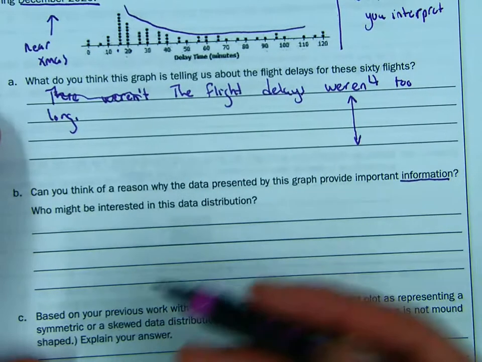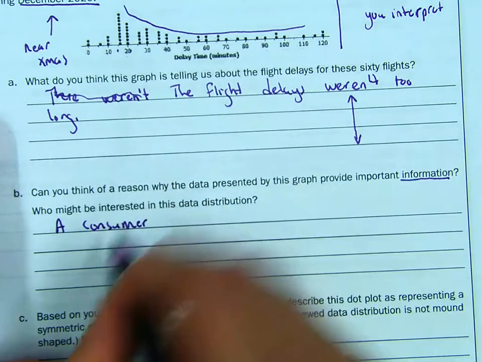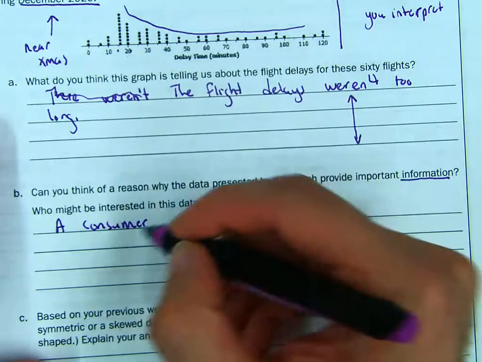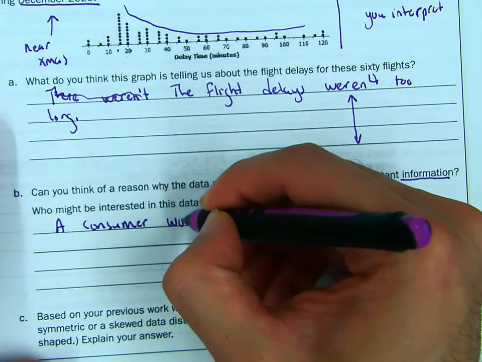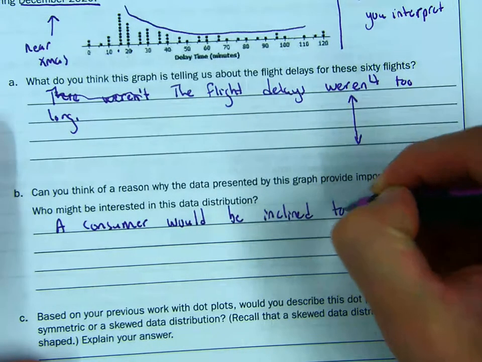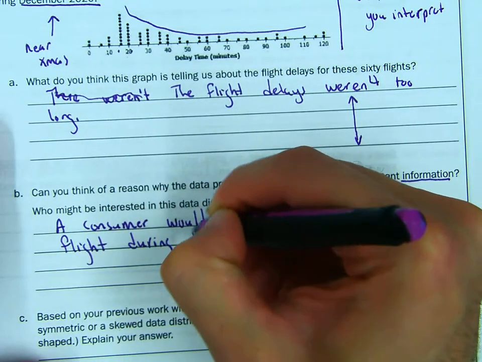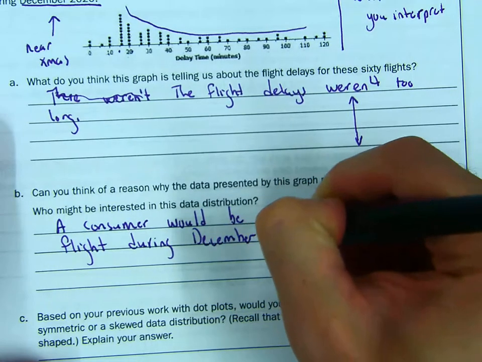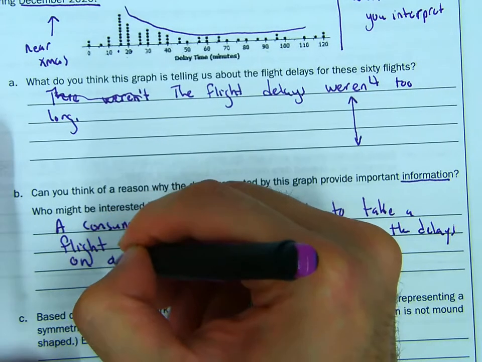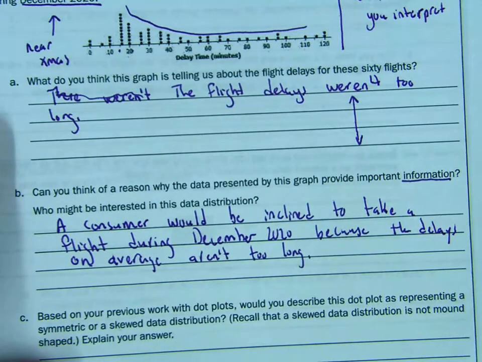Okay, so let me just write that down. A consumer. A consumer is not just someone eating food or something. A consumer is someone who purchases a flight. So a consumer would be inclined to take a flight during December 2020 because the delays on average aren't too long, right? Okay.